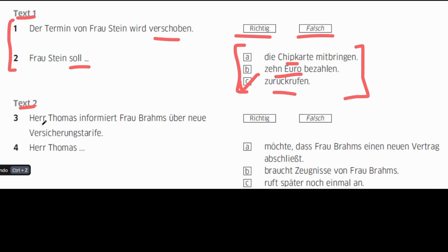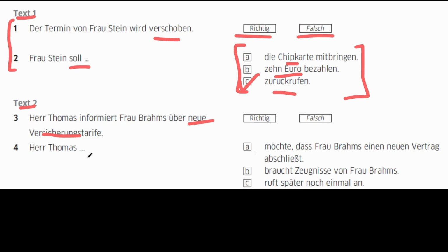Here in question number 3, Mr. Thomas is informing Miss Brahms about a new insurance rate. Now, one of the 2 things can happen. Either the rates he's talking about are not new, or the rates he's talking about are not Versicherungsrates, they are some other kind of rates. This way, when you read the question, you also need to estimate what they might be asking about. This way, you can easily focus only on the information that is needed while you hear the conversation.